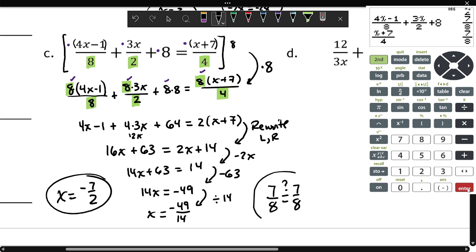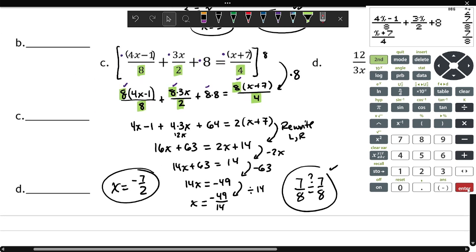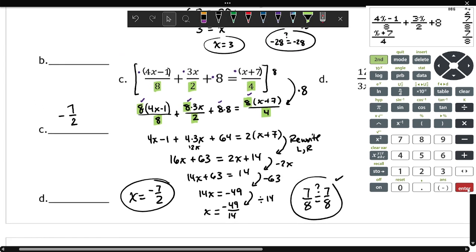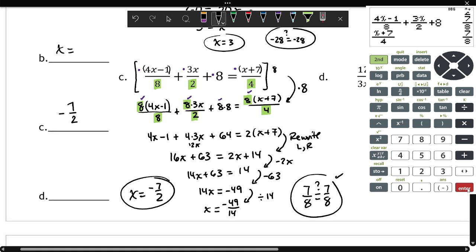So what I have here is a clean check, right? When x is negative 7/2, both sides of that equation become 7/8. So for C, our answer is negative 7/2 is what x is. And for B, x was 4. I don't know why I didn't write that down.